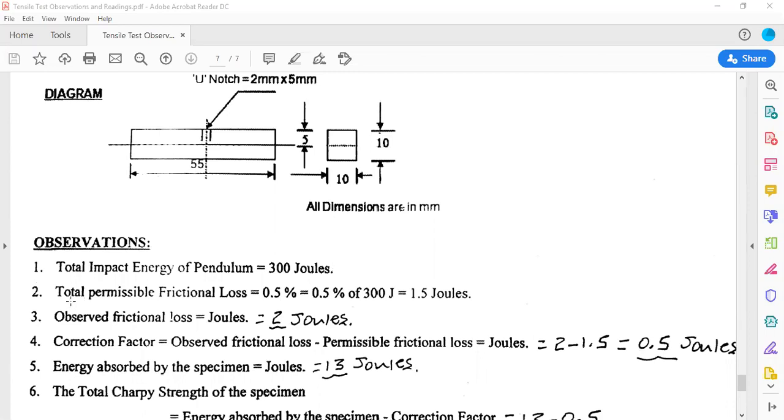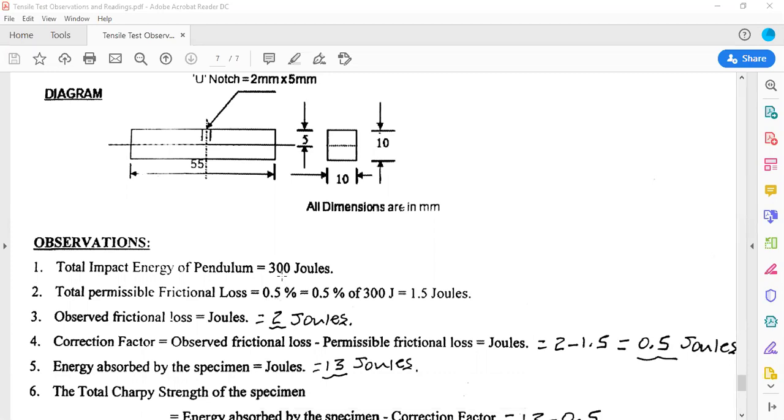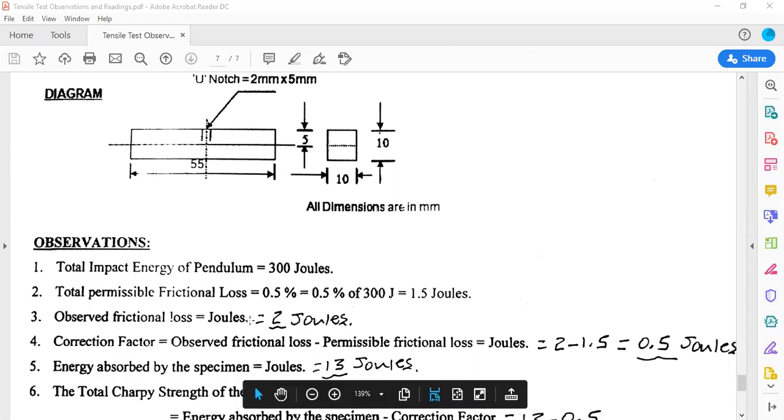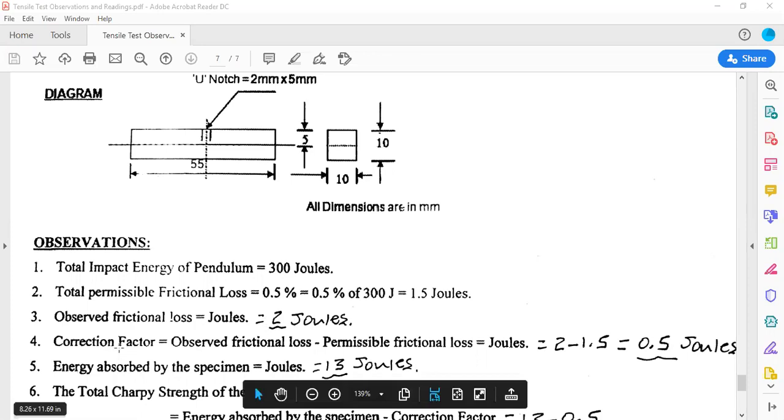Now you can see the total permissible frictional loss. It is 0.5%. 0.5% of 300. For the previous one also it is the same. 0.5 into 300, it is 1.5 joules. The observed frictional loss: without mounting the specimen, you need to observe the frictional loss in the impact testing equipment. You will observe it as 2 joules. Now the correction factor is observed frictional loss minus the permissible frictional loss. 2 minus 1.5, you will get it as 0.5 joules.